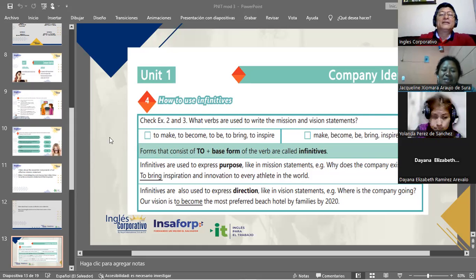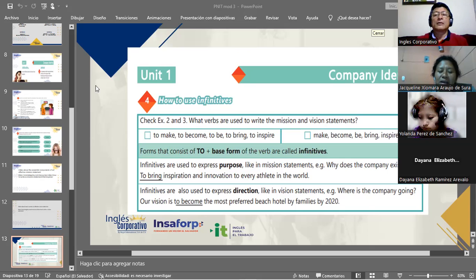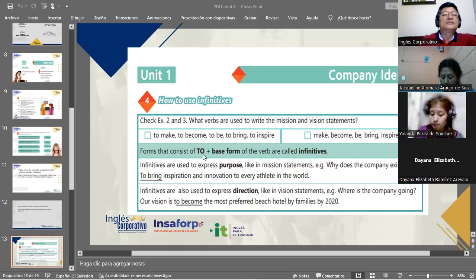Thank you. Infinitives are also used to express direction, like in vision statements. Example given. Where is the company going? Our vision is to become the most preferred beach holder by families by 2020. All right, thank you. You're welcome. Okay, so remember that infinitives consist of the particle to plus the base form of the verb.